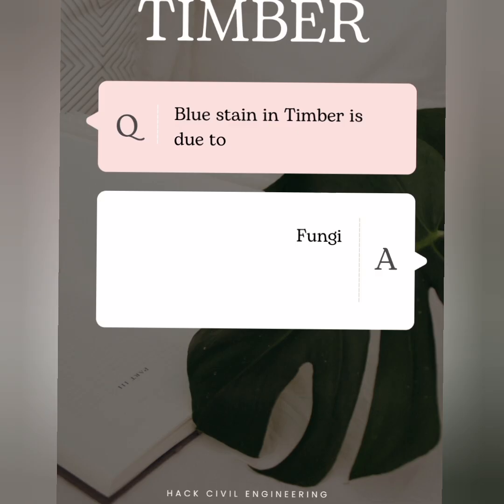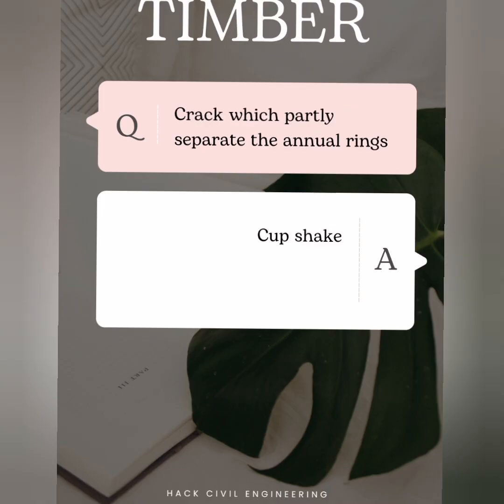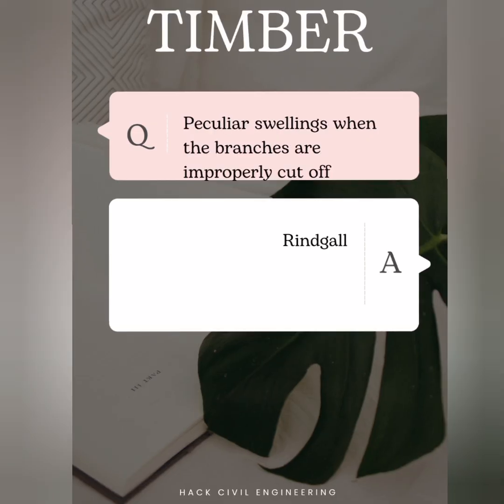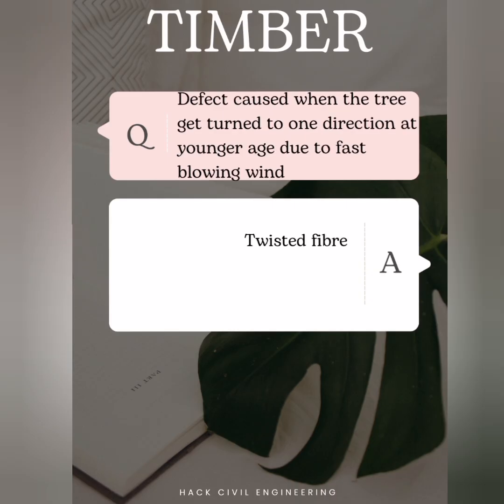Blue stain in timber is due to fungus. Crack which partly separates the annual rings: cup shake. Which tool is used for rough dressing of timber? Basula. Peculiar swellings when the branches are improperly cut off: rindgall. Defect caused when the trees get turned to one direction at a younger age due to fast blowing wind: twisted fiber.